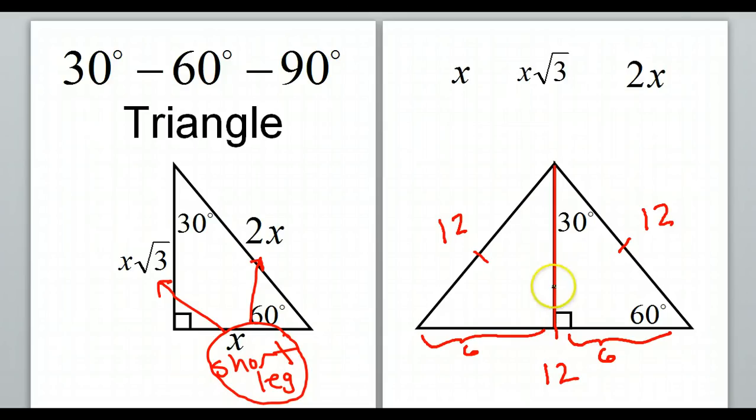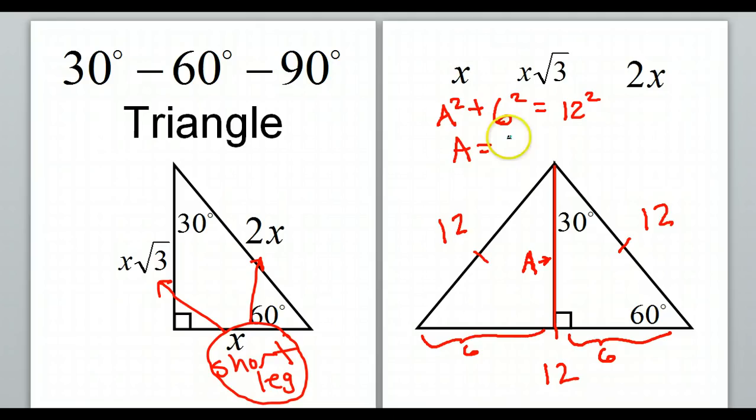And then as far as where the altitude comes from, if I call this A for altitude, and I do my Pythagorean theorem, A squared plus B squared equals C squared, and solve this, it just turns out that this is going to be 6 radical 3. If I subtract and take the square root, it always comes out to be this leg times radical 3. So this turns out to be 6 radical 3.